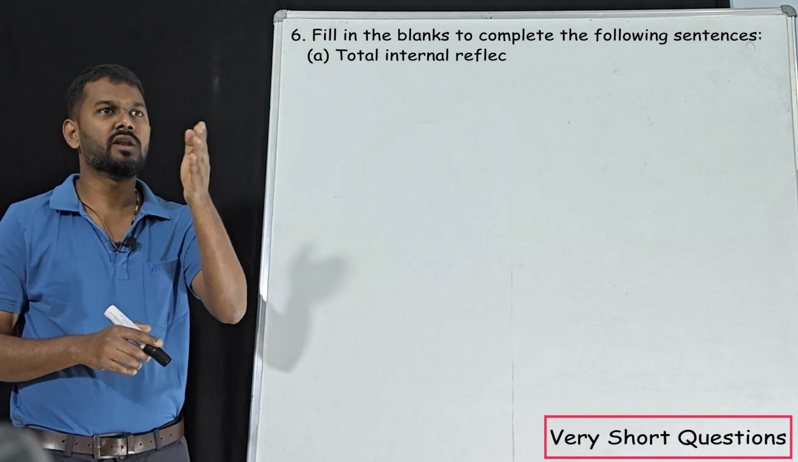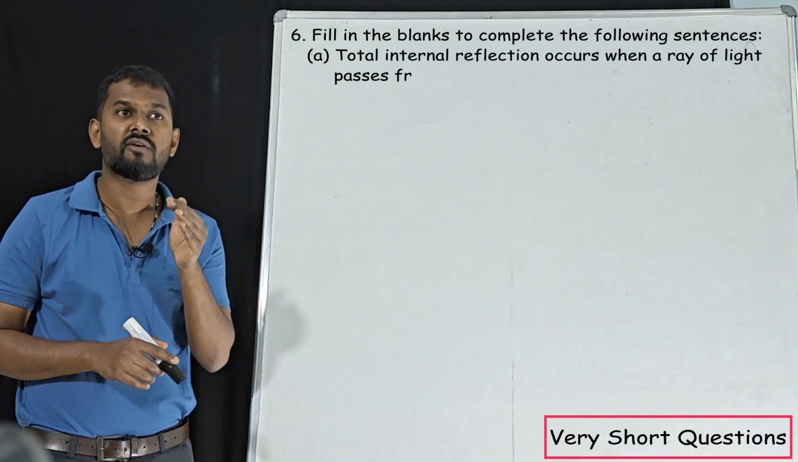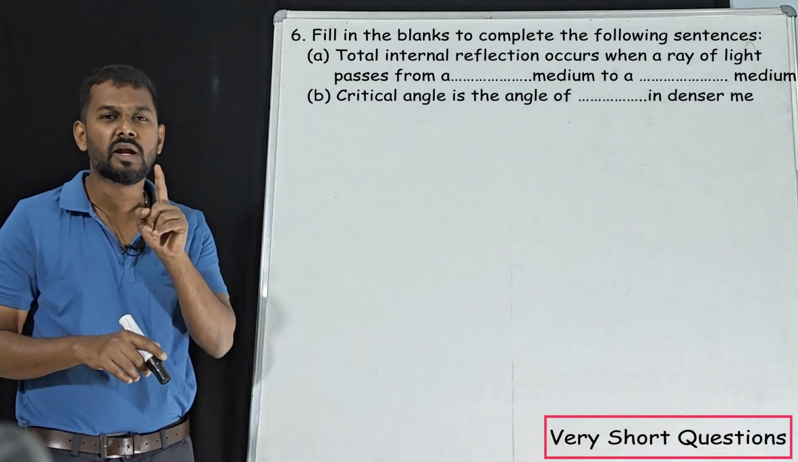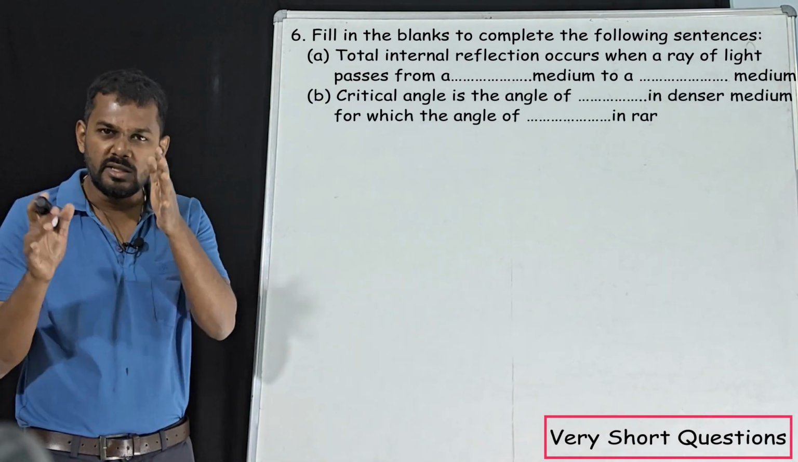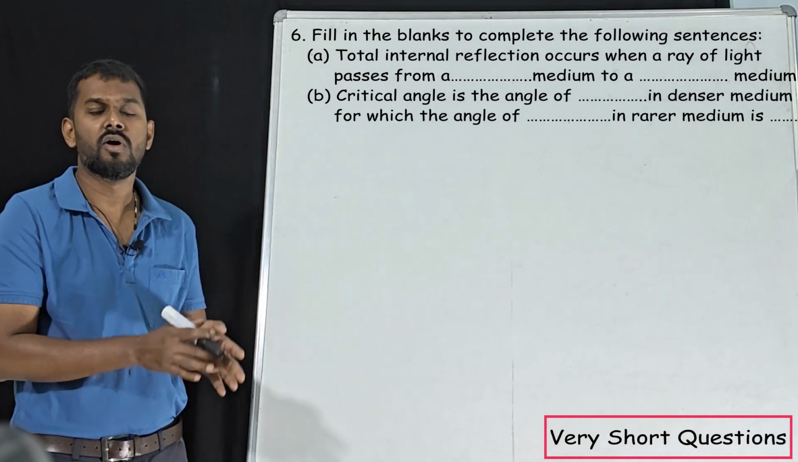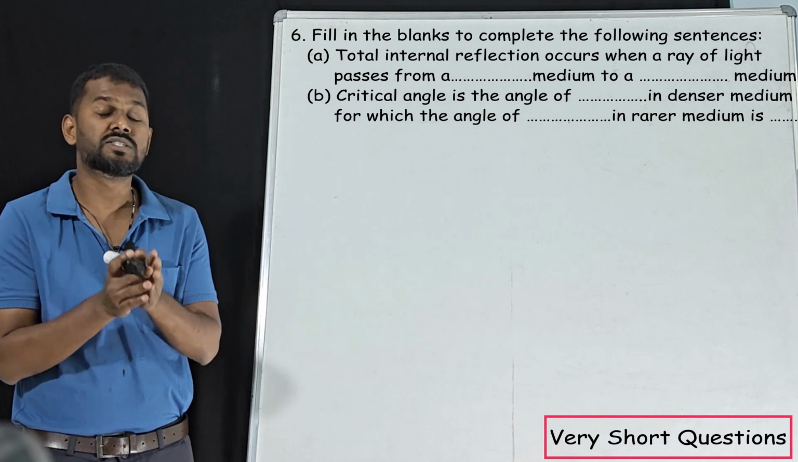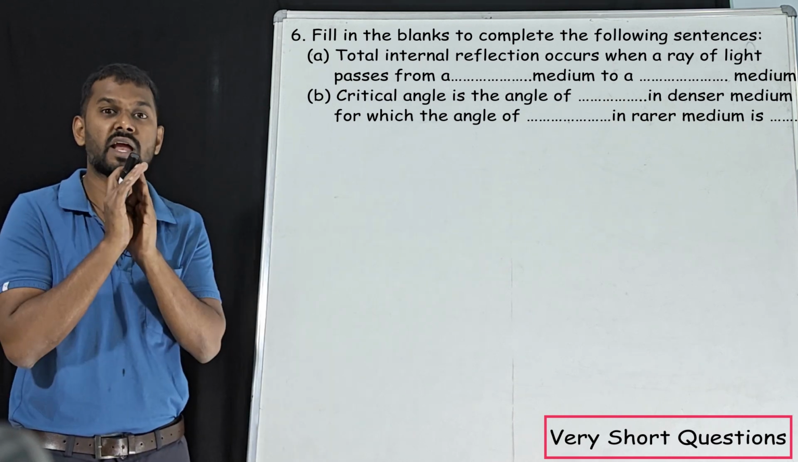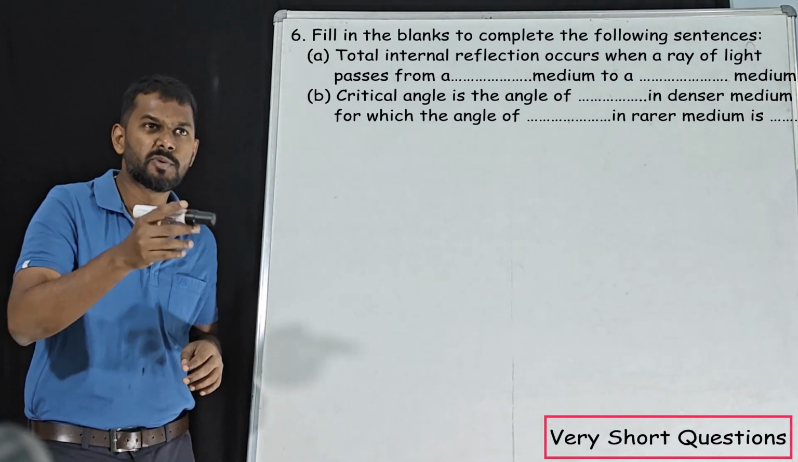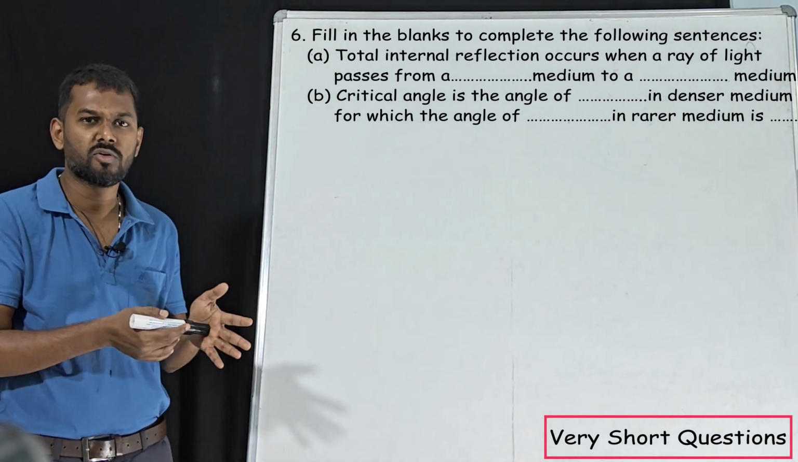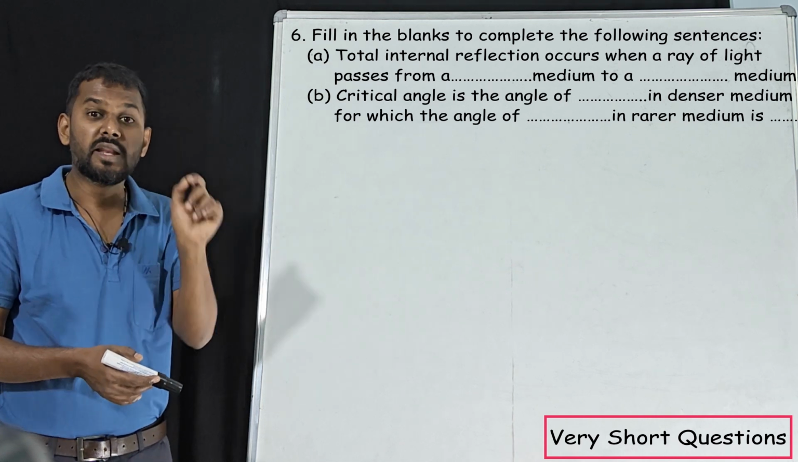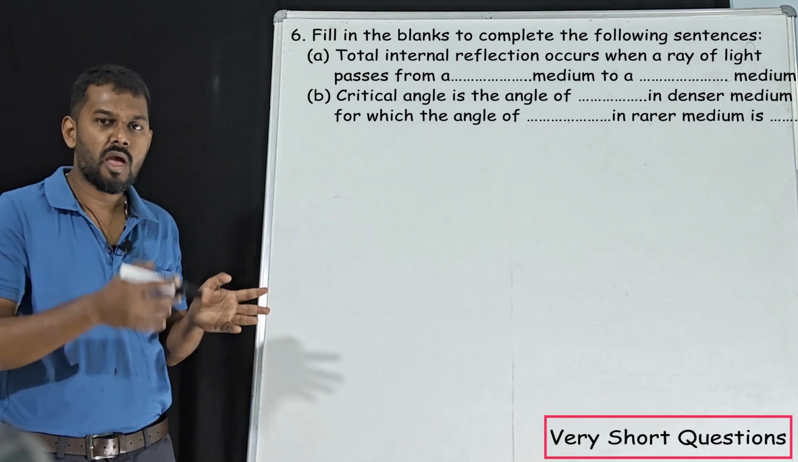Total internal reflection occurs when a ray of light passes from dash medium to dash medium. See, this is nothing but the condition of total internal reflection. This is what we have learnt in the concept video. That is why I always suggest you watch the concept video first, then come back to this video, and you will understand everything. So, from which medium to which medium? What is the condition for total internal reflection? The light ray has to pass from a denser medium to a rarer medium.